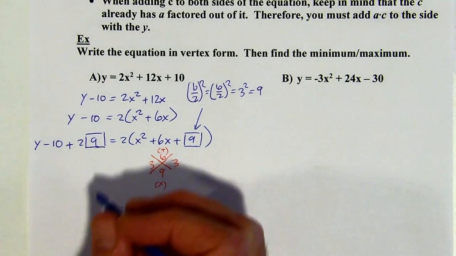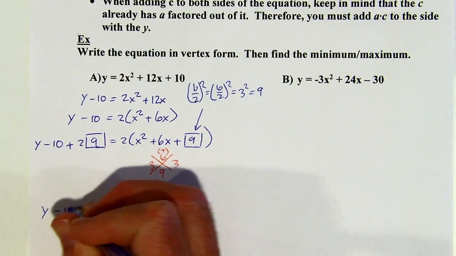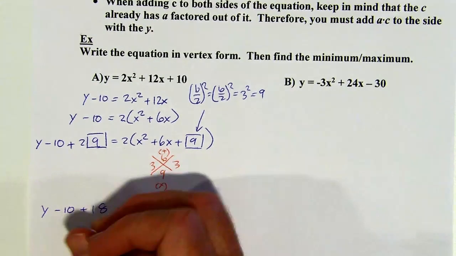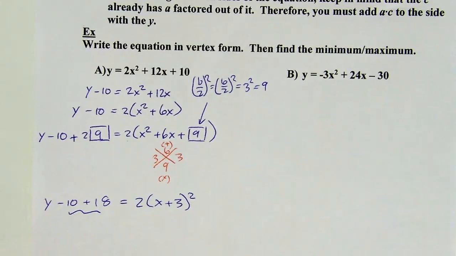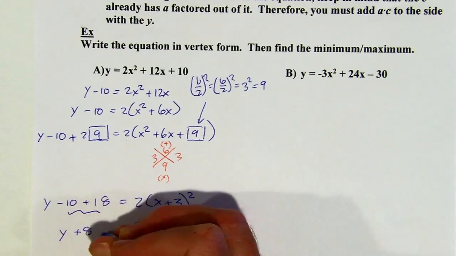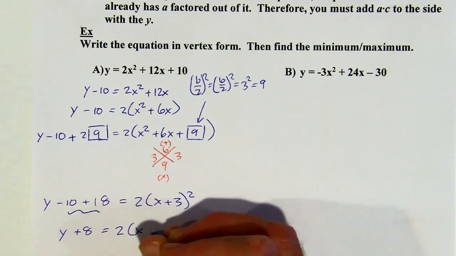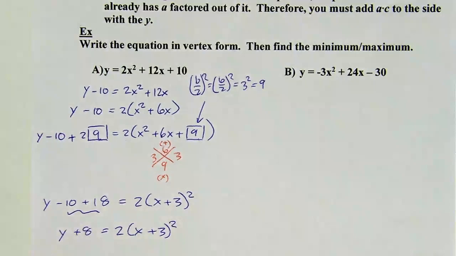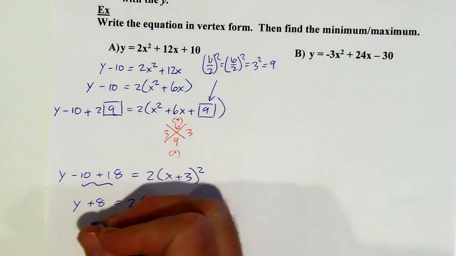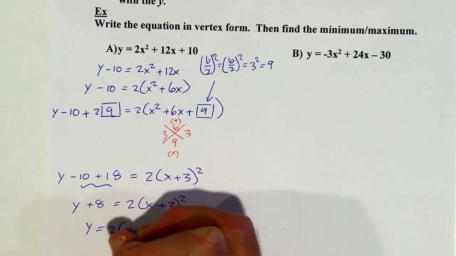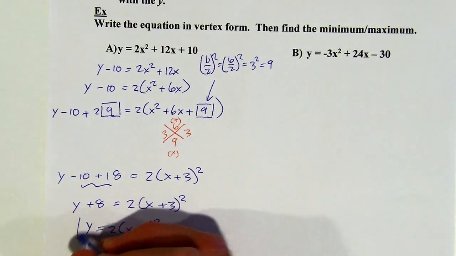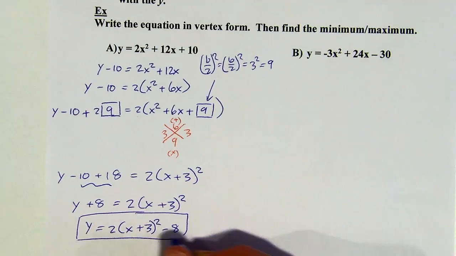Okay. On the left side, I'm thinking, okay, -10 plus 18. 2 times 9 is 18. And then let's combine -10 and 18. They add up to 8. Okay, and now I just moved the 8, so I'm going to subtract 8 from both sides of the equation here. And I've got my equation in vertex form, so that's the first part.